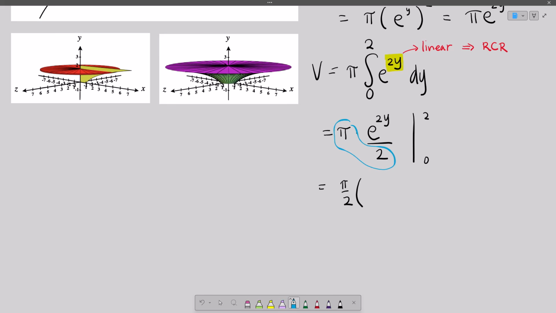So let's plug it in. We will get e to the 4 as the value for the upper limit, minus e to the 0, and e to the 0 is 1. So here is our volume right there. That is our exact volume.